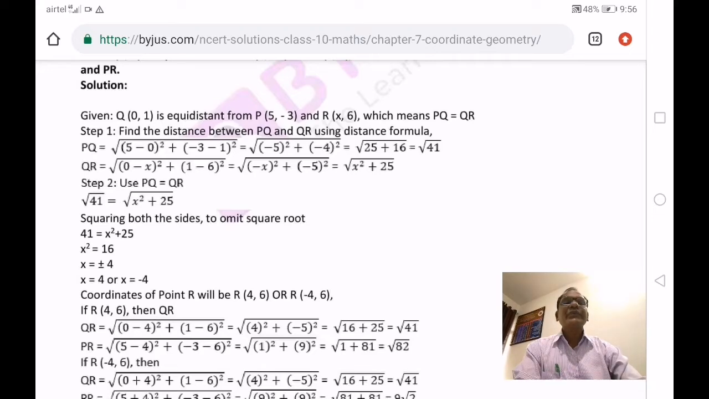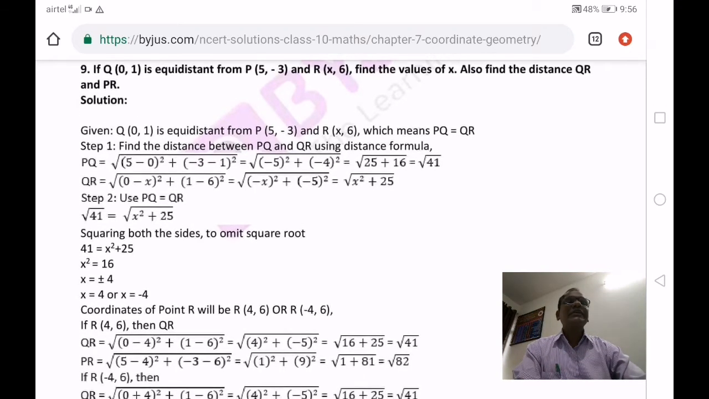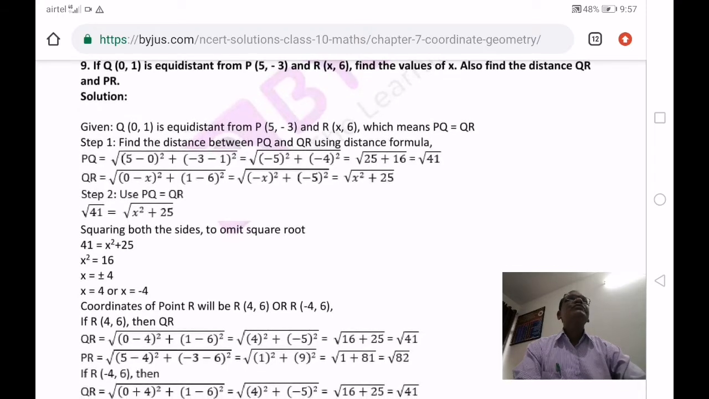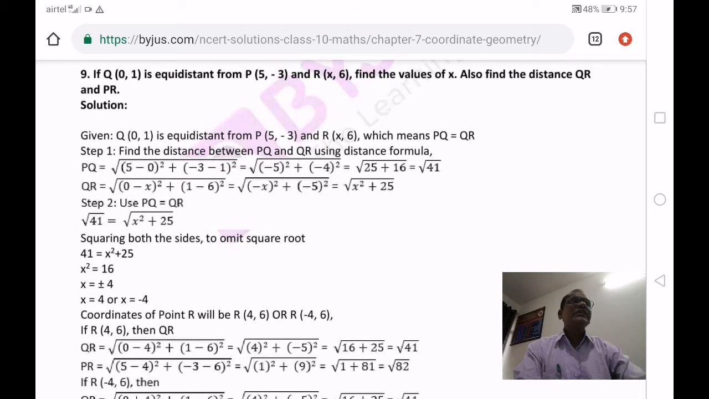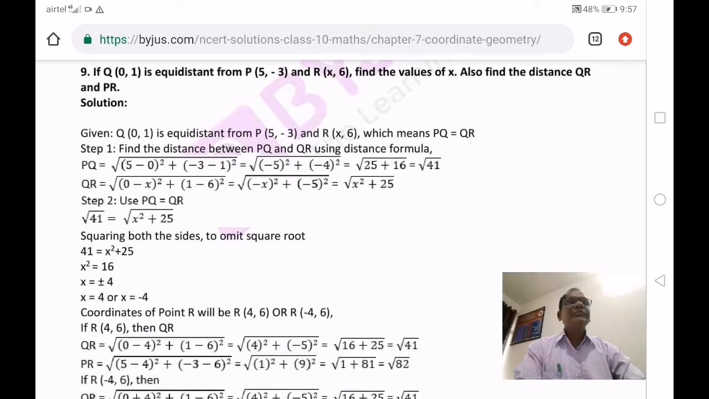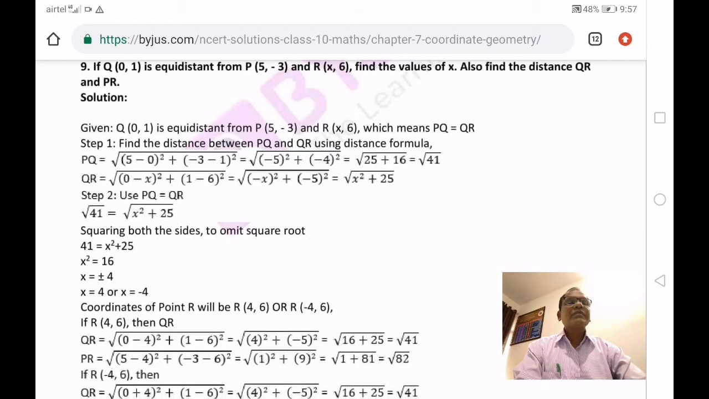So x equals 4 and x equals minus 4. This completes finding the values of x: x equals 4 and minus 4. Then they have also asked to find the distances QR and PR. So here we have to take the QR points. Q is (0, 1) and R is (x, 6). What is the x value? One we have to take as (4, 6), and one more we have to take, (-4, 6). Why? Because the x values are positive and negative, two values. Therefore the coordinates of point R will be (4, 6) and (-4, 6).